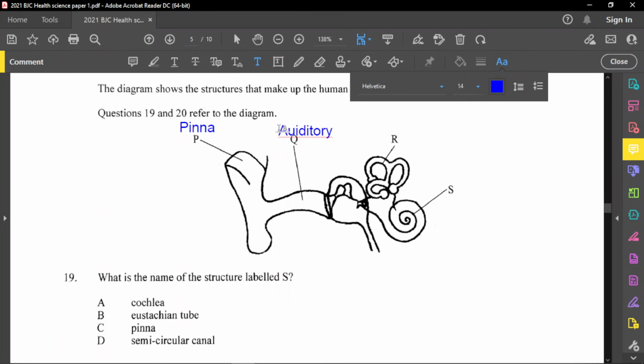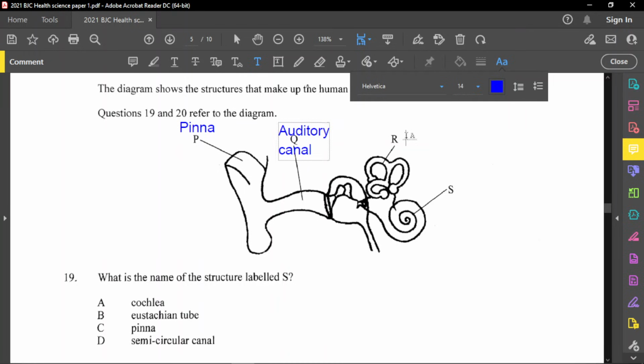Let me put the auditory canal right here. Now let's put it at the bottom. Let's put the canal at the bottom of this. Yes. All right, it's going to be better there.